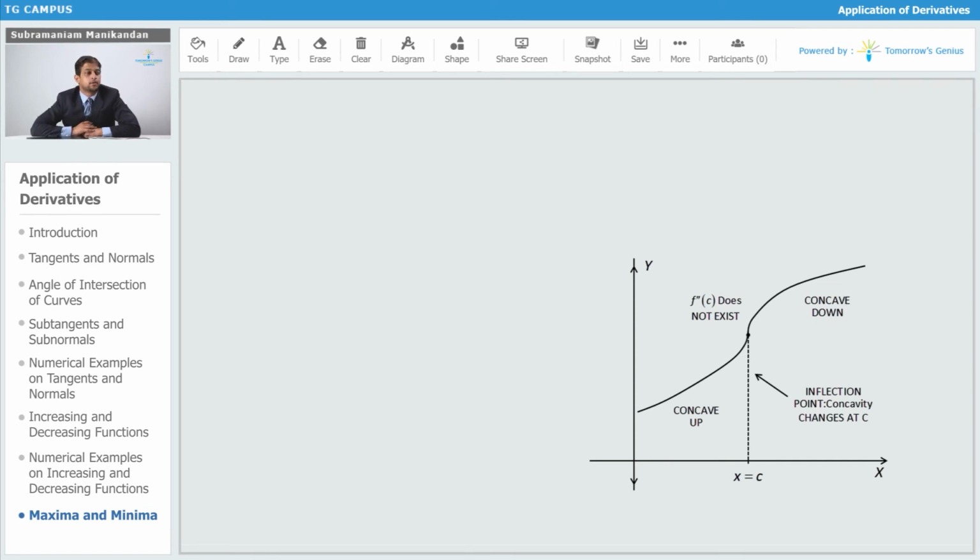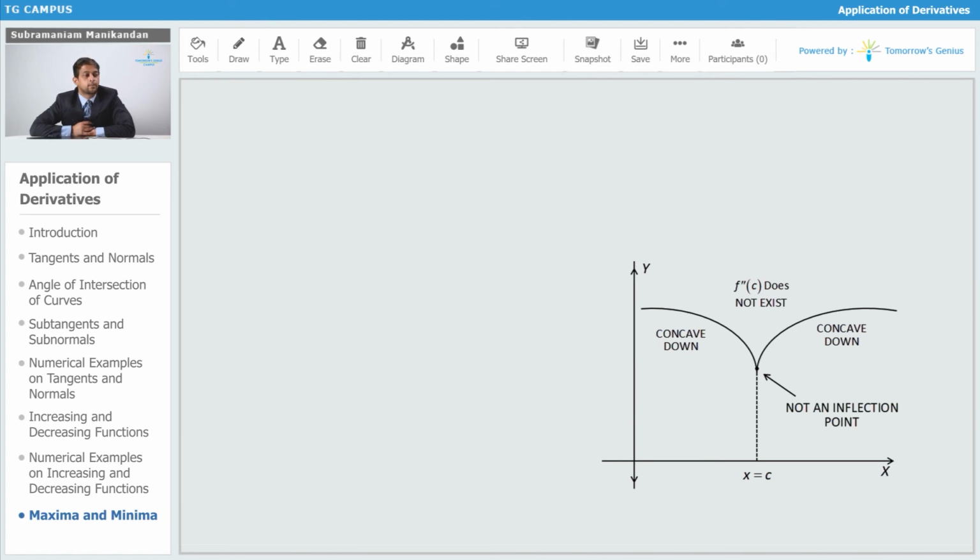This is another example. This is probably the cube root of some function. So at the point x equal to c, the second derivative of the function does not exist, and the concavity of the function is changing from concave up to concave down. And therefore, even though the second derivative does not exist, it is an inflection point because the concavity of the function is changing. Let us look at another example. Even in this example, the second derivative of the function at the point x equal to c does not exist. However, the concavity of the function is also not changing. Therefore, this is an example of a function where the second derivative does not exist. However, it is not an inflection point.